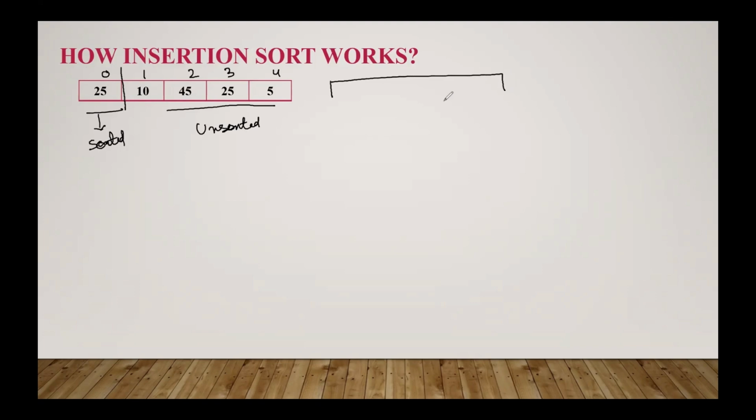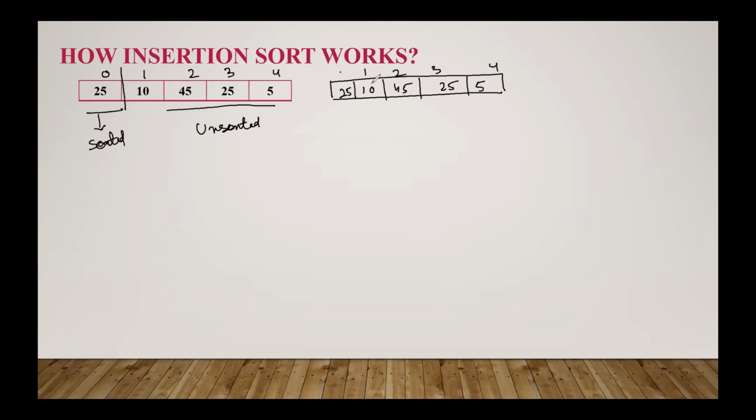Now, next question, how does it work? Let's understand how it works. So first we make an array. This is our first element, at index 0. Whenever we perform the operation, we have to start from index 1 to n minus 1. Here n is 5, so up to index 4. Now what are the elements? Here, the array is 10, 45, 25, 5.